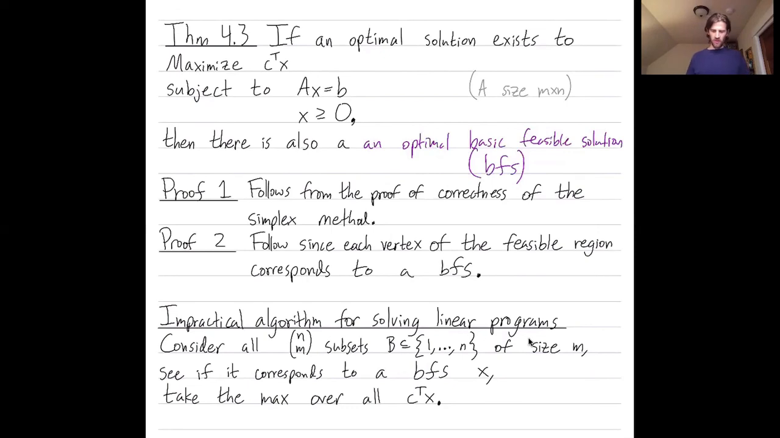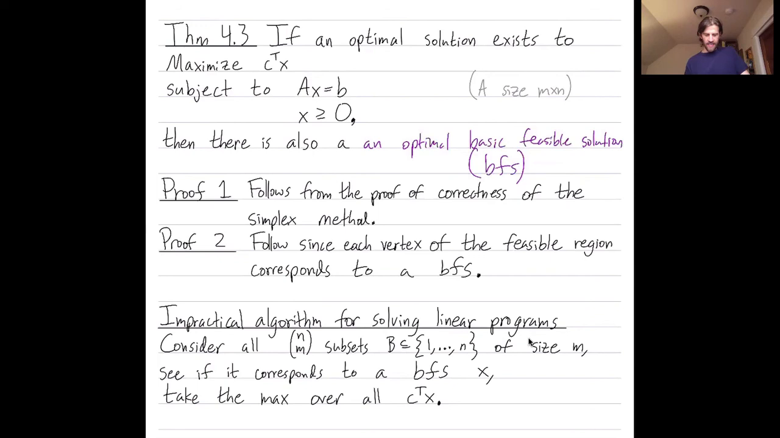Okay, so I also sort of outlined this second argument for the theorem. It follows since every vertex of a feasible region corresponds to a basic feasible solution, and a linear function optimized on a polytope might be optimized only at a vertex, say if I'm moving in that direction, or it might be optimized along an entire face of a polytope. But even if it's optimized along an entire face, it's still optimized at least one vertex.